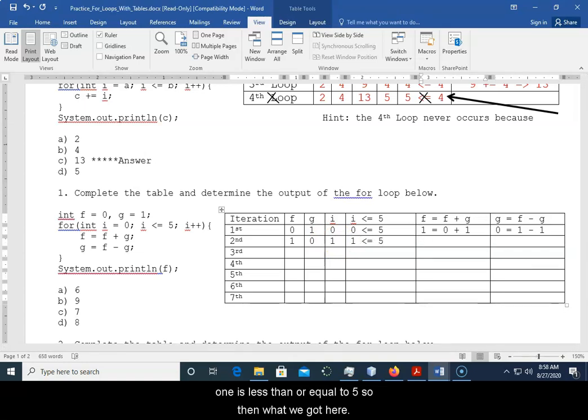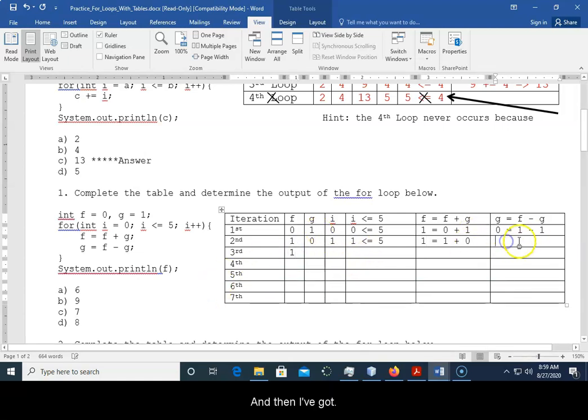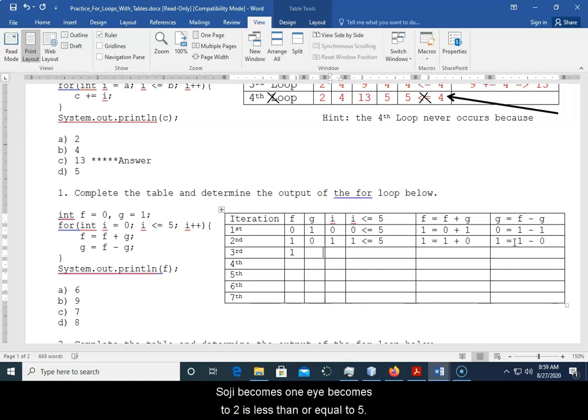So then what do we got here? We've got f, which is 1, plus g, which is 0. So f is still 1. So I'll make sure I've got that down right there, 1. And then I've got f is 1 minus g, which is 0. So 1 minus 0 is 1. So g becomes 1, I becomes 2. 2 is less than or equal to 5.